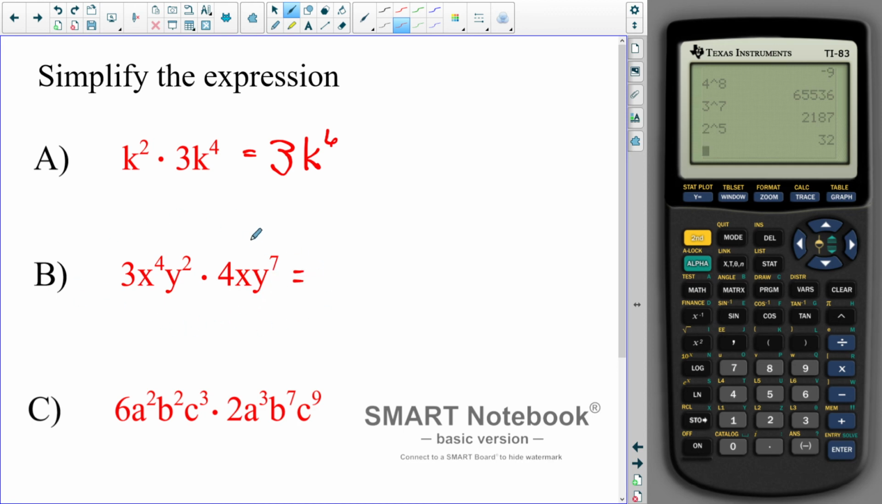Okay, here we have multiple bases, right? Here we have some numbers, and then we have an x, and then we have some y's. So these start to look complicated, but please don't make them complicated. We're just going to multiply the numbers together. Okay, follow order of operations. So 3 times 4 is 12. And then I've got x to the 4th times x to the 1st power, so this is going to be x to the 5th power. And then y to the 2nd power times y to the 7th power, that's going to be y to the 9th power. So I multiply the numbers, and then I add the exponents for each of the variables.